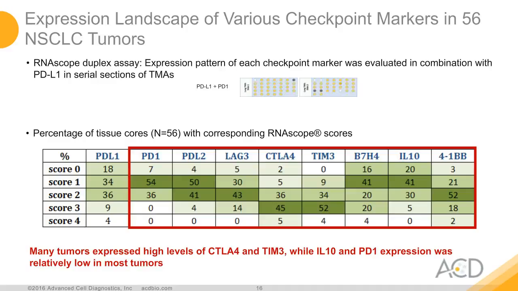For example, 54% of tissues showed low PD-1 expression with scores of 1, while 52% of tissues showed high TIM3 expression with scores of 3. From this table, we see that many tumors expressed high levels of CTLA4 and TIM3, while IL-10 and PD-1 expression were relatively low in most tumor cores.